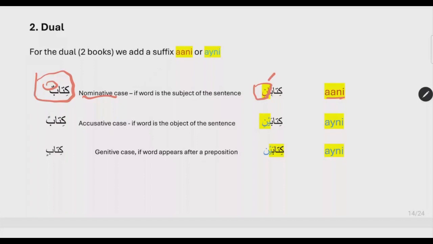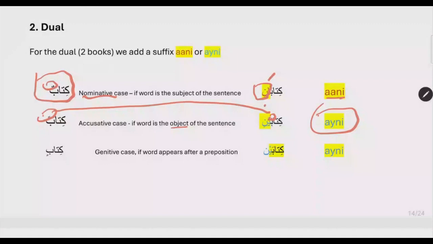Right? Then if you look at the kitaban form, which is the accusative form, where it's the object of the sentence, what happens here is we add a suffix called aini, the ya and the noon, where you notice the kitab again takes the fatha there, it loses the double fatha, and it becomes a single fatha, and then you add an aini, so kitabaini becomes the accusative form in dual of that particular noun. Then kitabin, which is a kasratain here, stays the same.